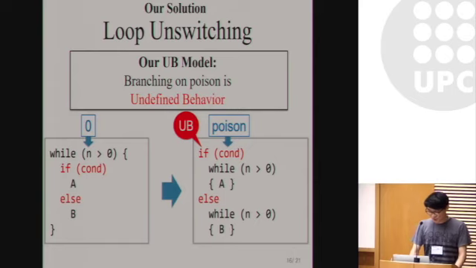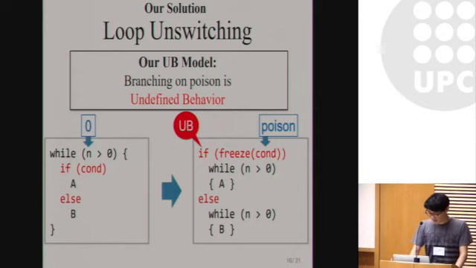Let's look at the loop unswitching example again. Defining branching on poison as undefined behavior was needed to support GBN, so we keep the previous definition. Now then, this loop unswitching may be invalidated. When n is 0 and the condition is poison, the source program does nothing, but the target raises undefined behavior due to branching on poison.